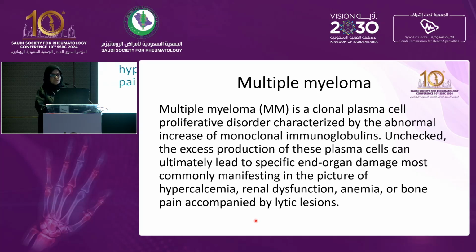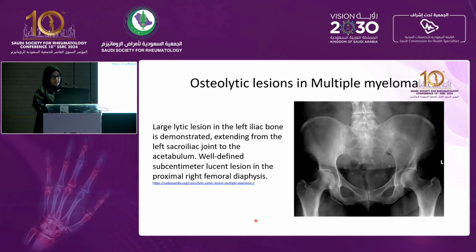Multiple myeloma is also a clonal plasma cell proliferation characterized by abnormal increase of monoclonal immunoglobulin, and excessive production of these plasma cells can ultimately lead to specific end organ damage, most commonly manifested in the picture of hypercalcemia, renal dysfunction, anemia, and bone pain accompanied by lytic lesions. Okay, osteolytic lesions can be seen in multiple myeloma, and here from the sacroiliac joint, there is a big lytic lesion in the iliac bone.